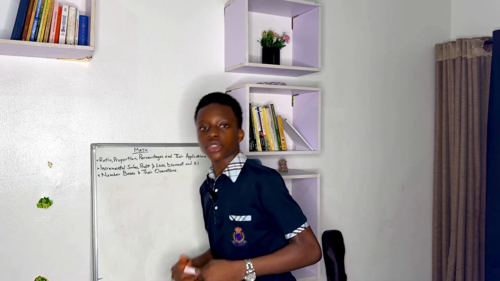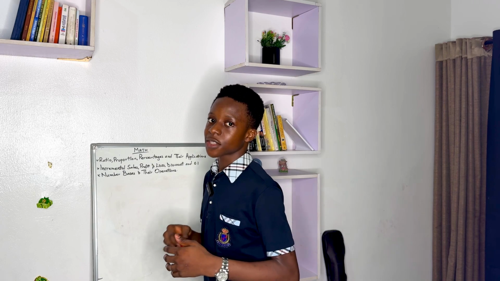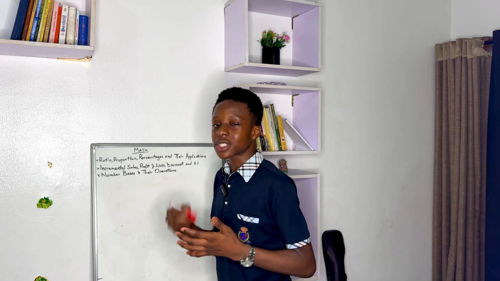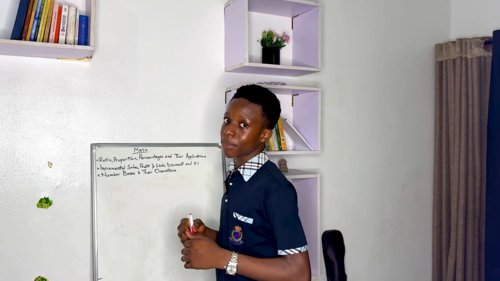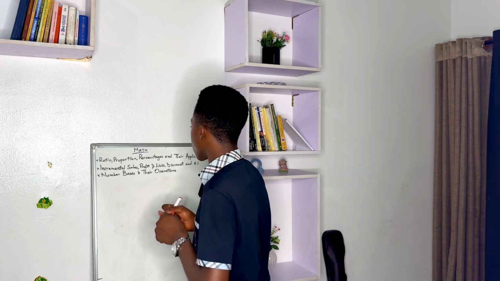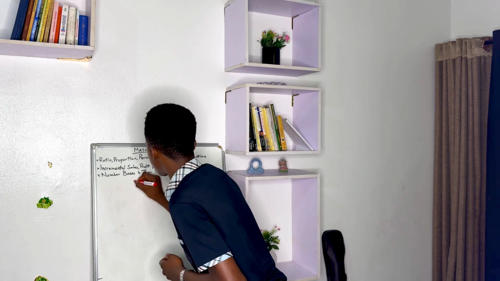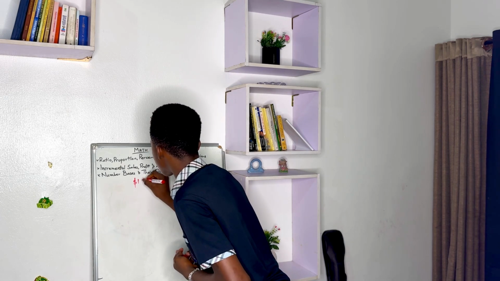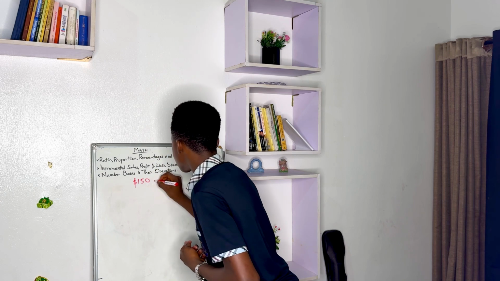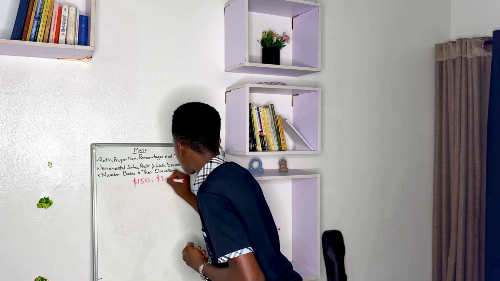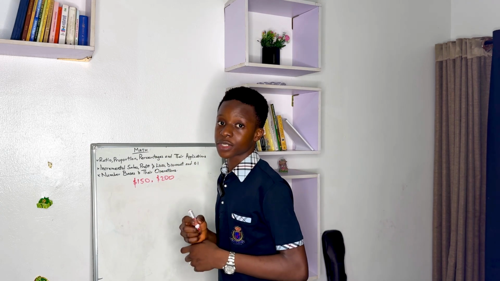So what about when we're trying to find profit and loss percent? Remember, when we're trying to find the percent of a fraction, we basically multiply by 100. So here's the formula. Let's use that watch example. $150 is how much we bought the watch, and then we sold that watch for $200. What is the profit percent?